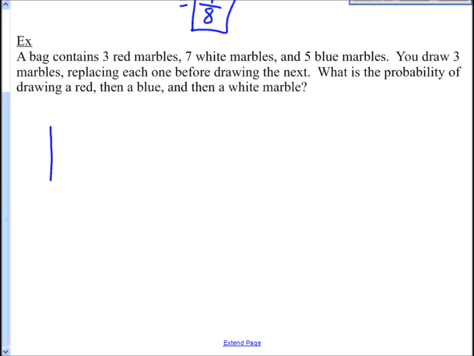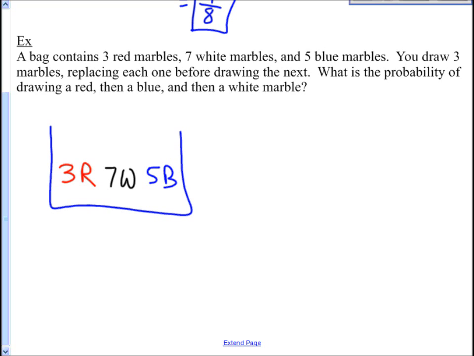You got this bag, and in this bag you got 3 red, 7 white, and 5 blue marbles. Now you draw 3 marbles, replacing each one before drawing the next.